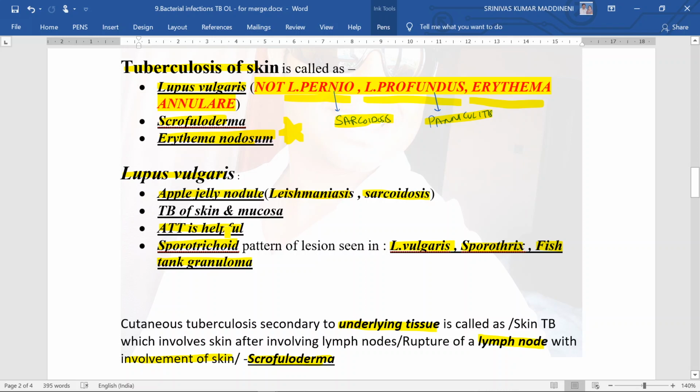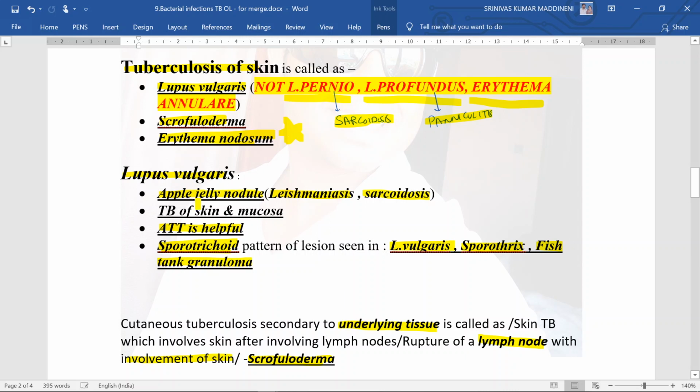Antitubercular therapy is helpful in lupus vulgaris. In fact, in patients in whom we suspect cutaneous TB as the cause for skin lesions, and the patient is not diagnosed with any GIT or pulmonary tuberculosis, we give a therapeutic trial of antitubercular therapy for 2 months, and if there is proper clinical improvement, then we can say that it is because of cutaneous tuberculosis.